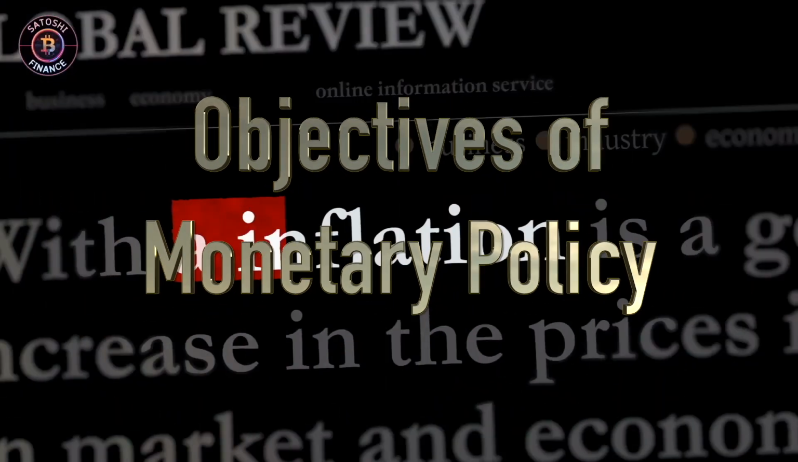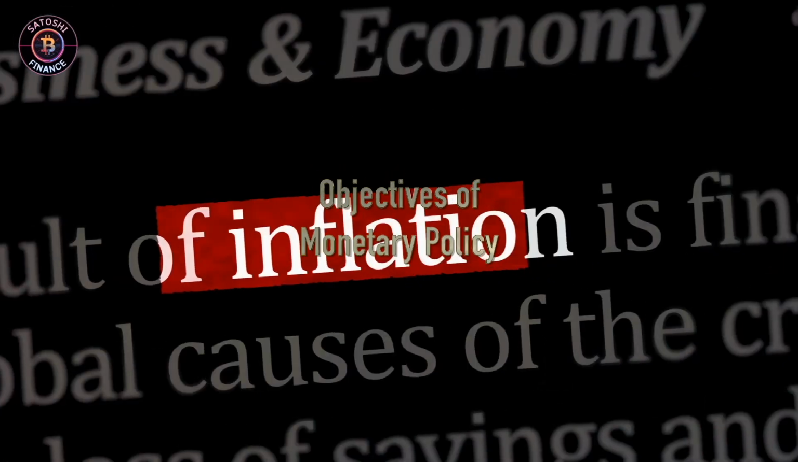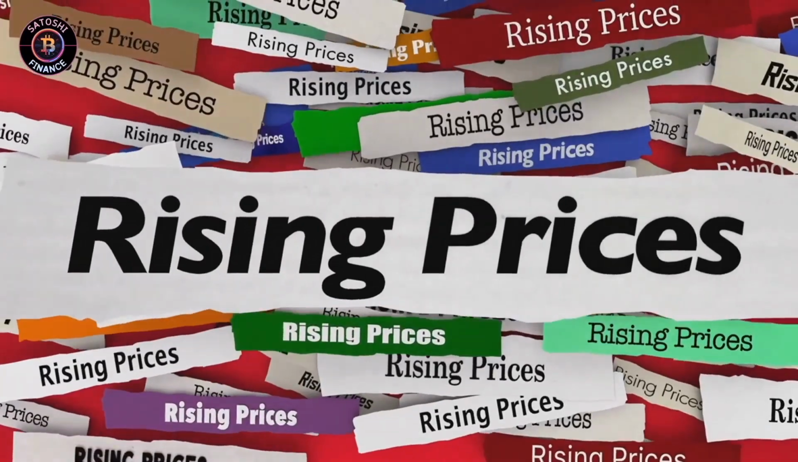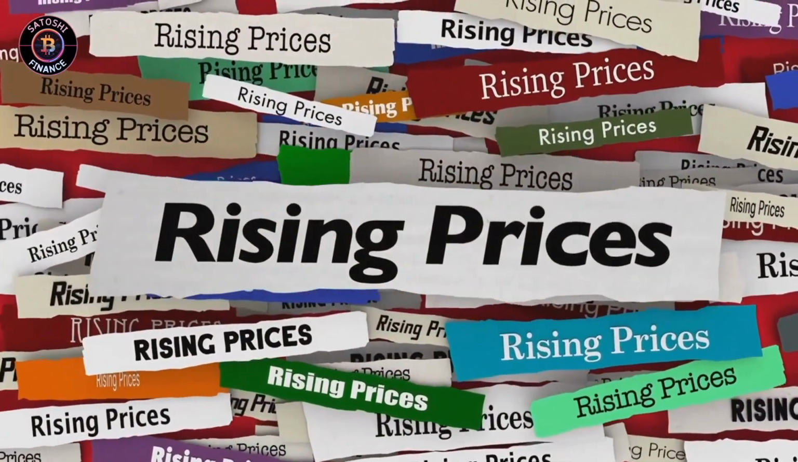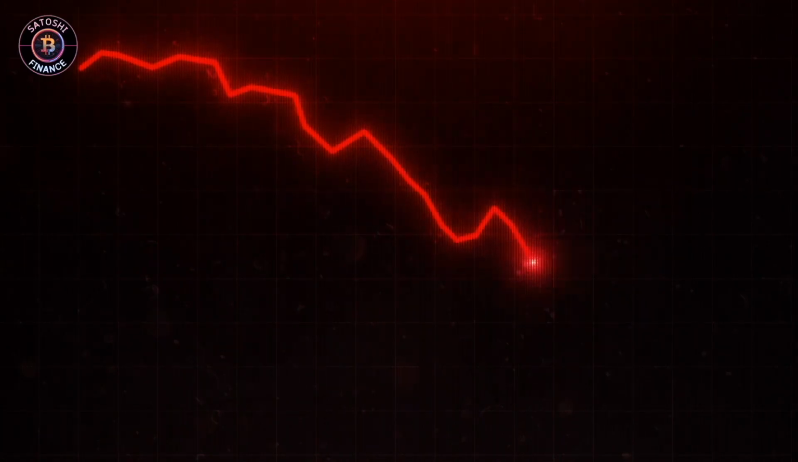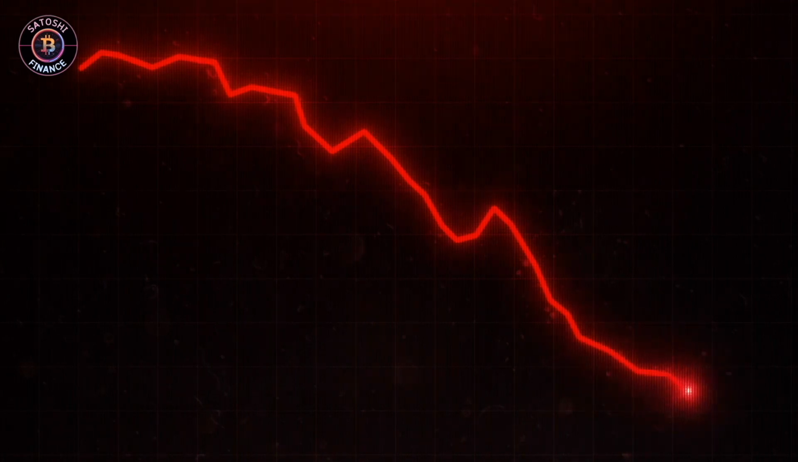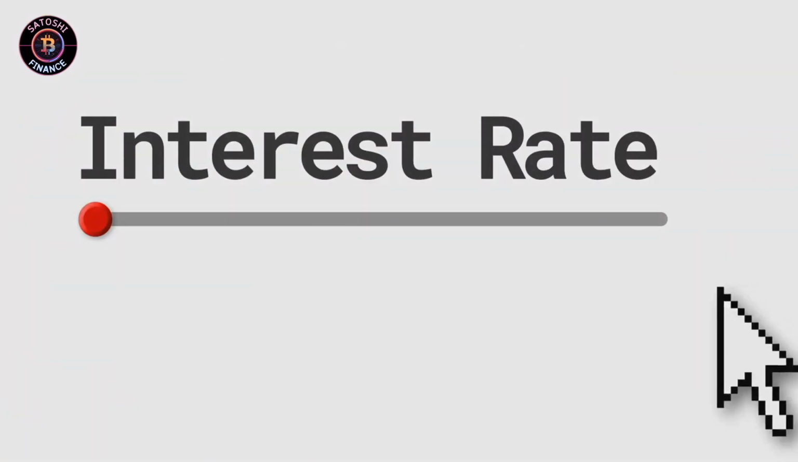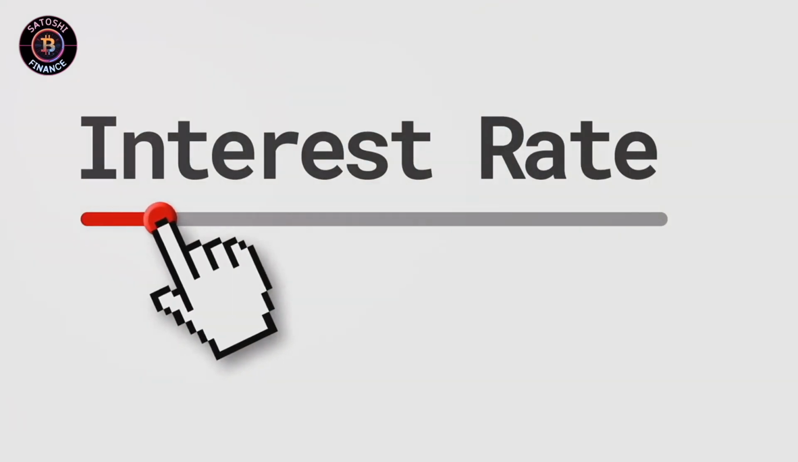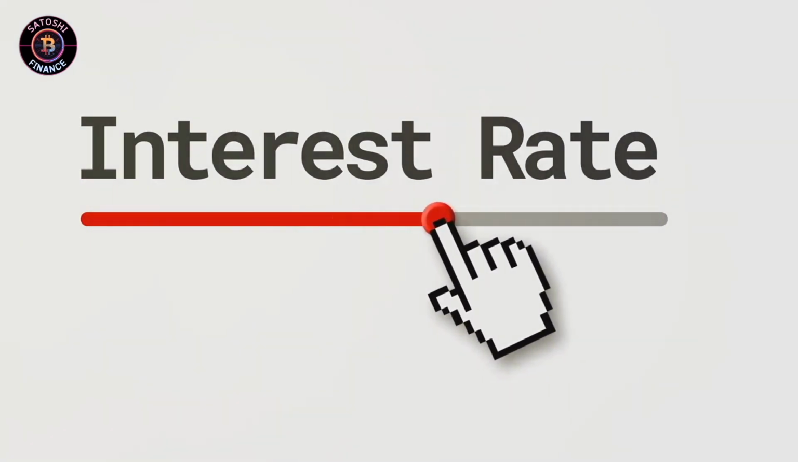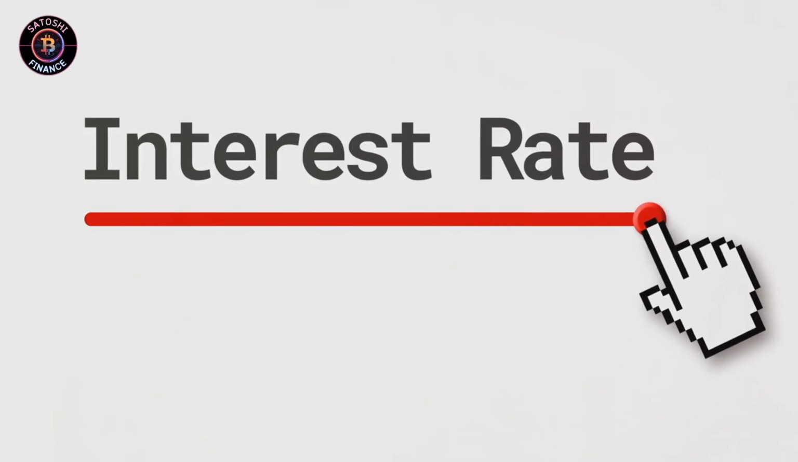The primary objective of monetary policy is to control inflation and stabilize prices. Inflation occurs when prices rise too quickly, eroding the purchasing power of money and leading to uncertainty in the economy. Central banks aim to keep inflation at a stable, low rate, typically around 2% in many developed economies, to ensure that prices remain predictable for consumers and businesses. By adjusting interest rates and managing the money supply, central banks can influence inflationary pressures and help maintain price stability, which is essential for long-term economic confidence.